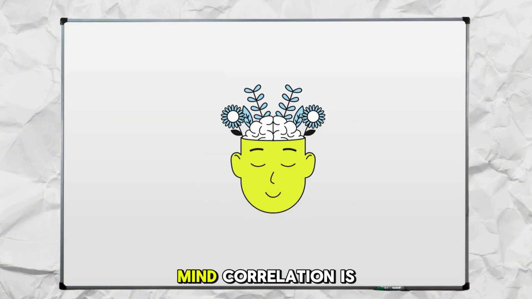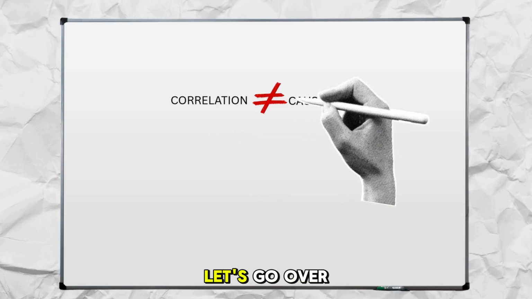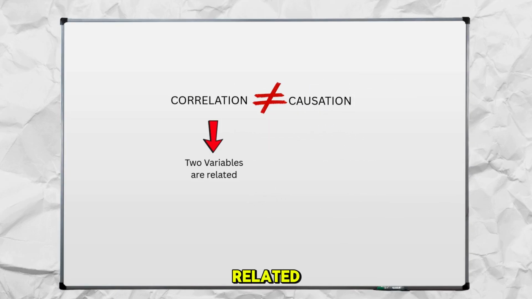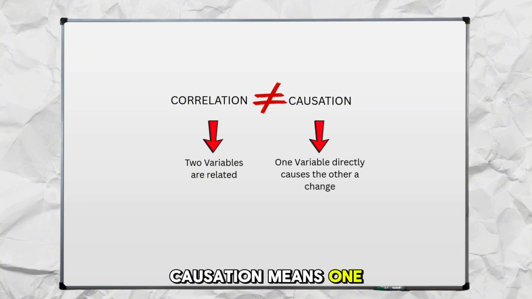So keep in mind, correlation is not causation. Let's go over the two real quick. Correlation means our two variables are related. Causation means one variable directly causes the other to change. It's very important to know the difference between correlation and causation.